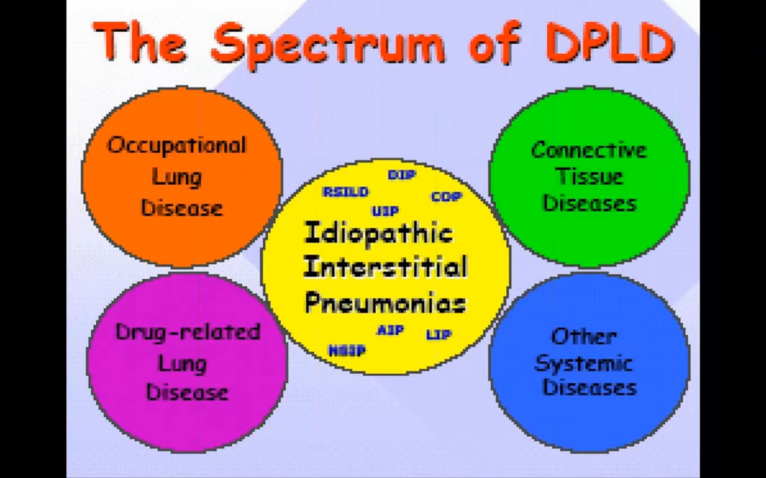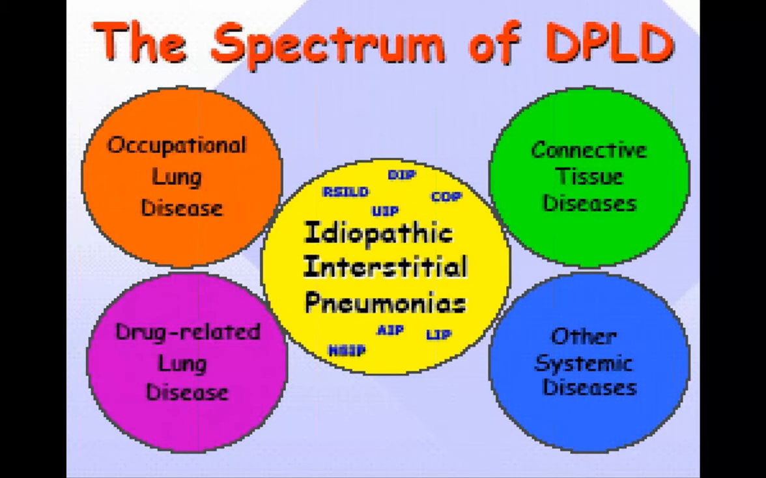Occupational lung diseases are based on the occupation. For example, a patient who is a coal worker is prone to get coal workers pneumoconiosis. A patient working in stone quarrying is prone to silicosis.